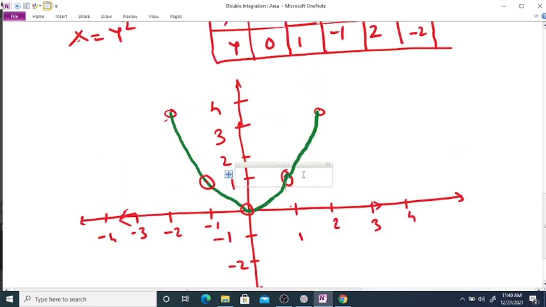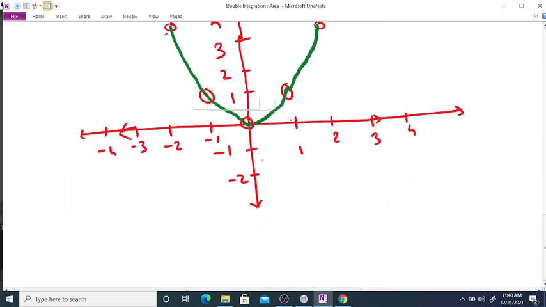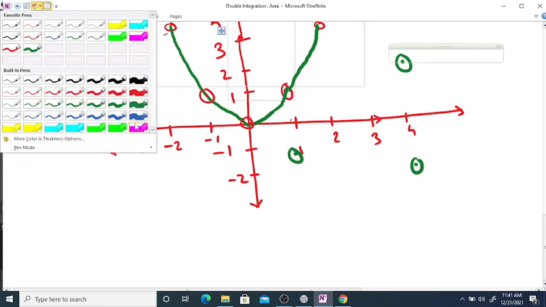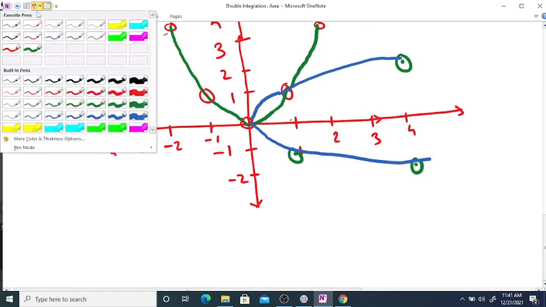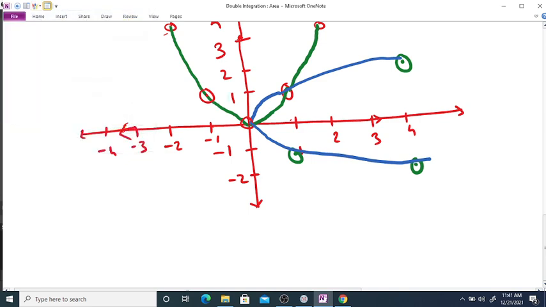similarly, for x is equal to y square, the first points are 0, 0; 1, 1; then 1, minus 1; then for minus 2 it is 4, and for 2 it is again 4. So if we join these points with a different color, okay, now you can see here, this is the closed region.